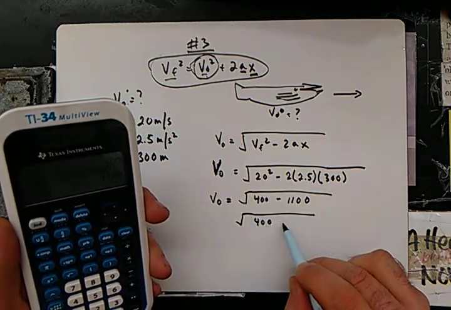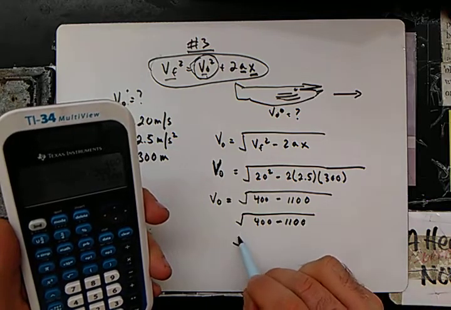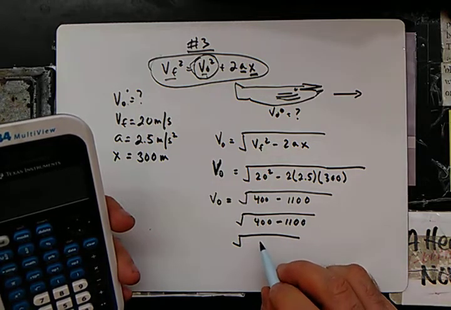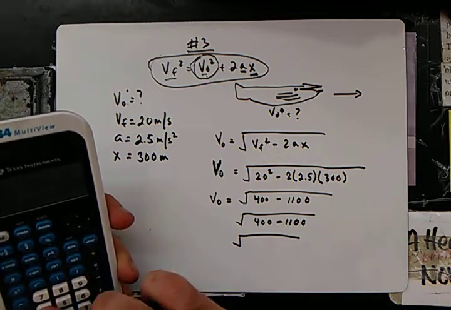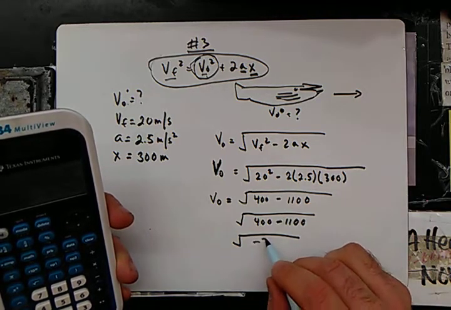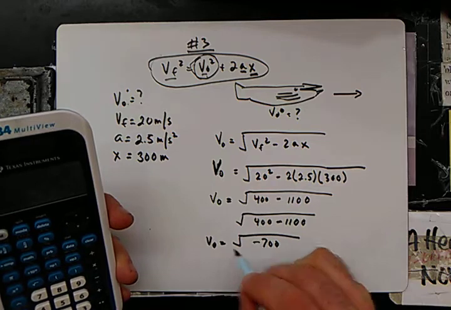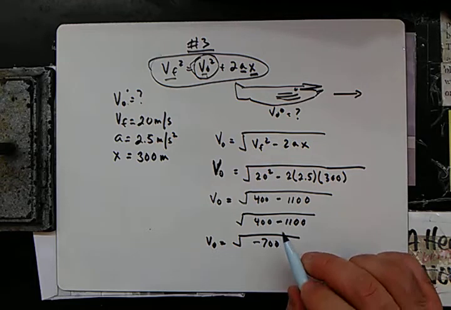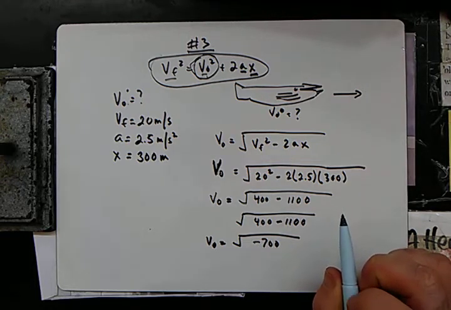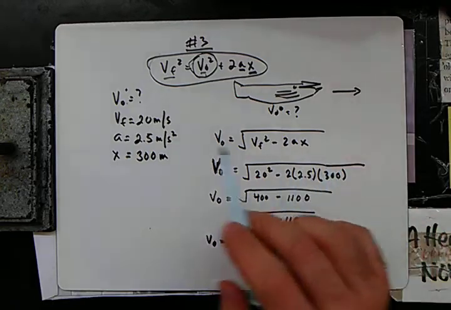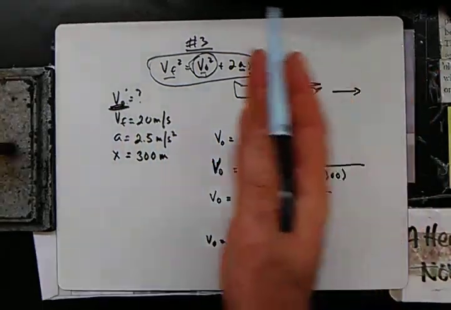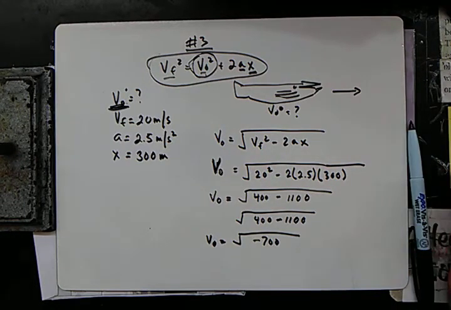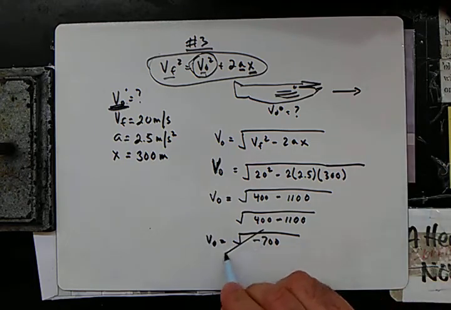400 minus 1100 gives you the square root of a negative. Can you have a square root of a negative? The answer is no, you can't. So the initial velocity was definitely some velocity in the backward direction. So this will not work.